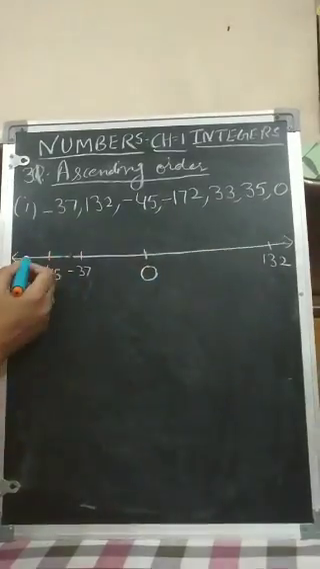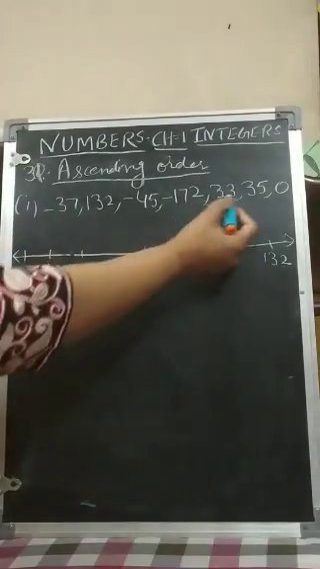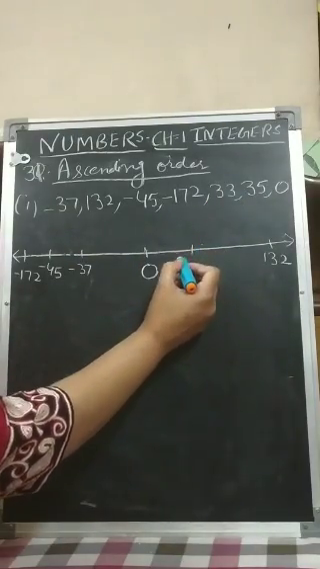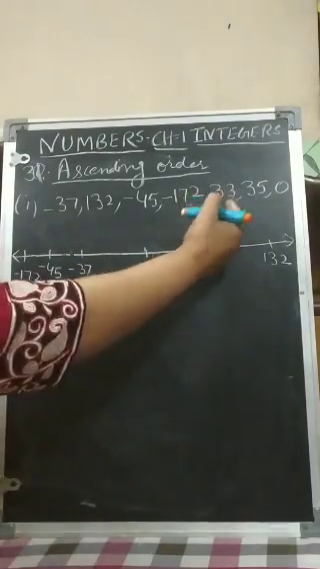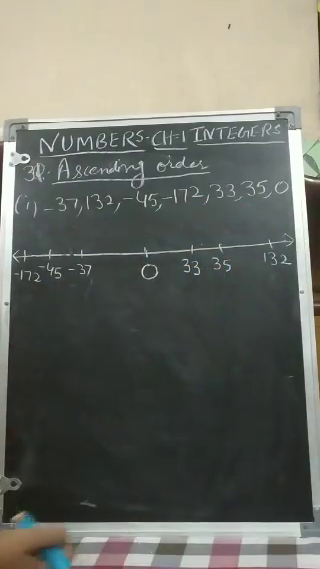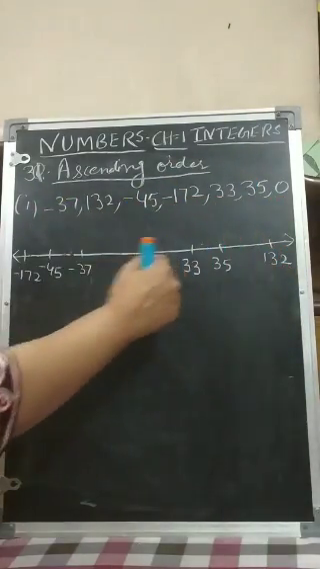Afterwards, minus 172, it can come here. Now, plus 33. Plus 33 will come here. Anywhere it can come. Afterwards, 35. Here can be 35. So we will take an idea to write the ascending order, and you can see all numbers we have written on the number line.